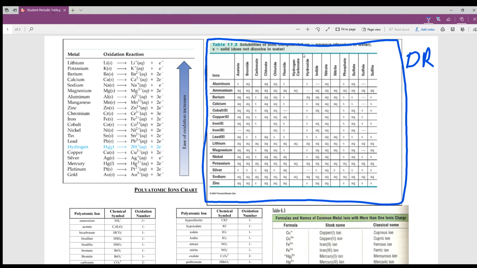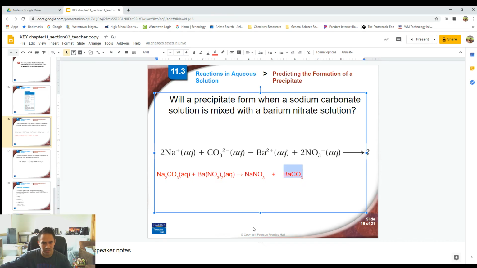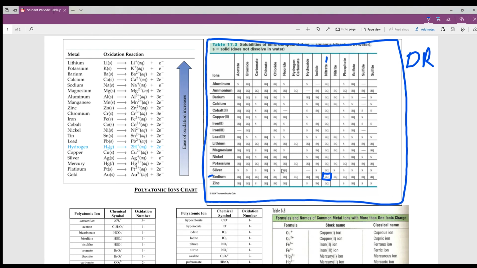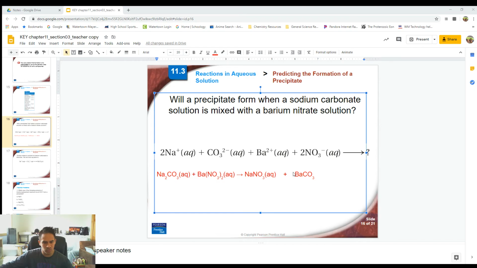So first one is sodium nitrate. So that's here. And that is aqueous. All right, so that one is not going to be a solid. So let's go mark that on our notes. So this is aqueous. The other one is barium carbonate. So let's go take a look at that one real quick and see if that one will maybe be a solid. So barium is here and carbonate is here, and that does say it is a solid. All right, so we will make a precipitate in this reaction. So it says, will a precipitate form? Yes. And this product here will be the precipitate.